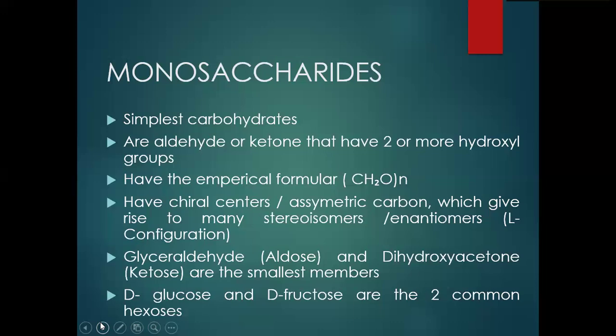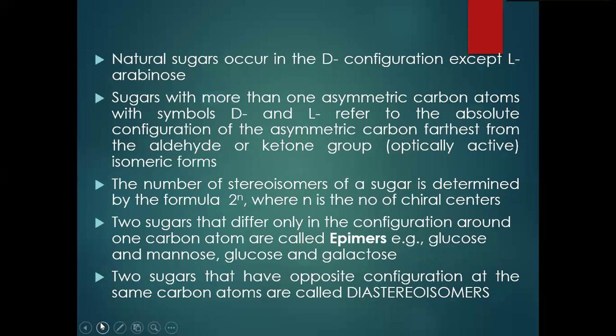Glyceraldehyde is an aldose sugar, while dihydroxyacetone is a ketose sugar, and they are the smallest members of the monosaccharide family. D-glucose and D-fructose are the two most common hexoses we find. Now, natural sugars are known to occur in the D configuration, except for arabinose, which occurs in the L configuration. And sugars that have more than one asymmetric carbon atom, that's more than one chiral center, would also have symbols like D or L attached to them.